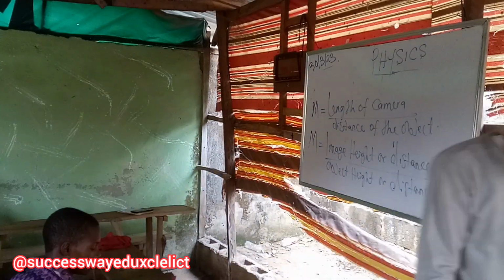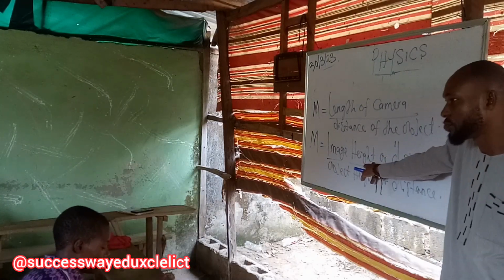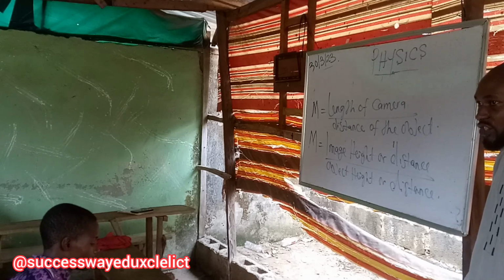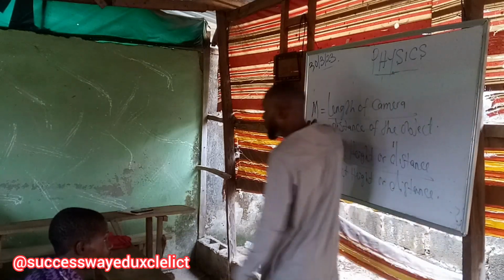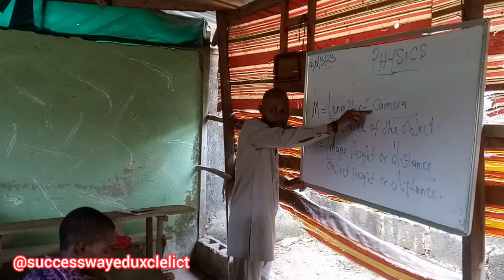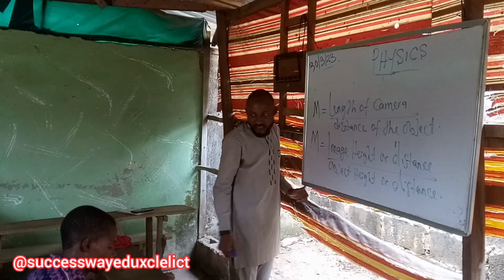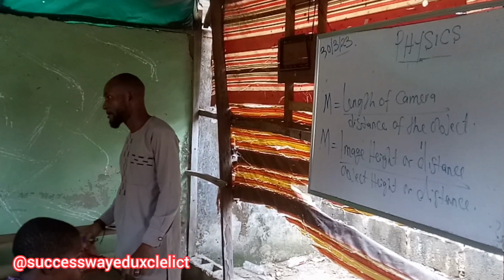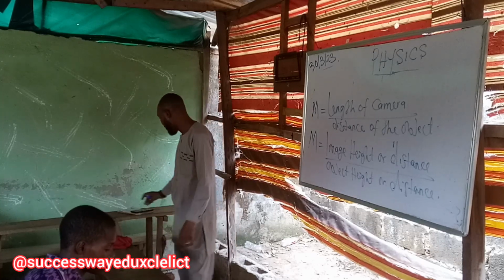I finished explaining. You should be able to do that. Magnification is equal to 2, which happens to be the image height, divided by 4, the object height. That gives us 0.5 as your magnification. You substitute the 0.5 here. So it will now be 0.5, being your magnification, equals length of camera, which is 6 from the question, divided by x, which is the distance of the object. You can solve for x. Which is true.